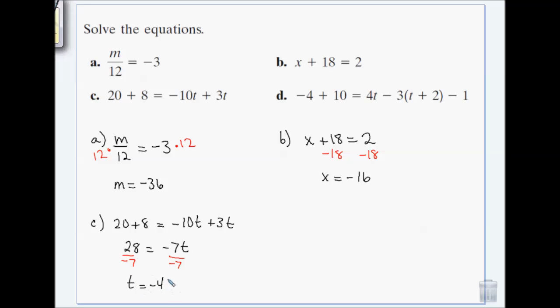Or you could say -4 equals t. I have a tendency to go ahead and flip it because I like the letter in front. That's just me.